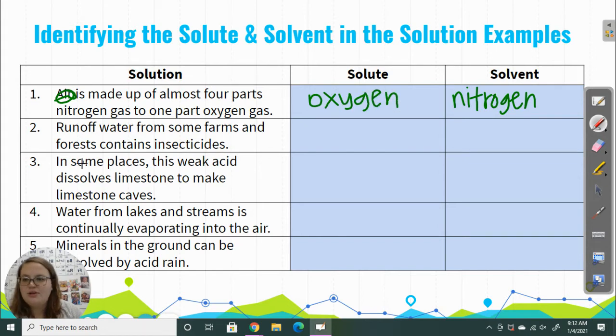All right, on the next one, it says runoff water. So that's our solution, runoff water, from some farms and forests contains insecticides. So runoff water is made up of water and other things, and it's going to contain insecticides. Insecticides are dissolved in the water. So the solute, what is being dissolved, is the insecticides.